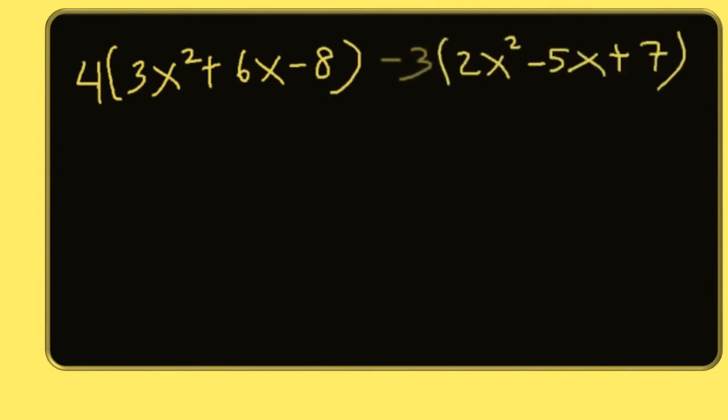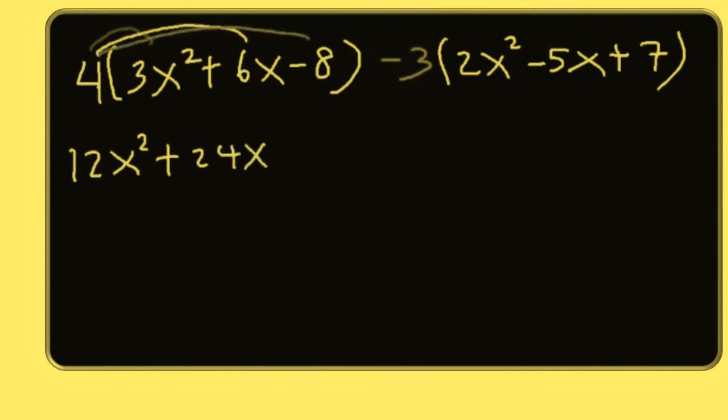Now what if we had numbers in front? What would you do in this case? The first thing we should do is distribute the 4 to these three terms. So 4 times 3x squared is 12x squared, and then 4 times 6x is 24x, and 4 times negative 8 is negative 32.